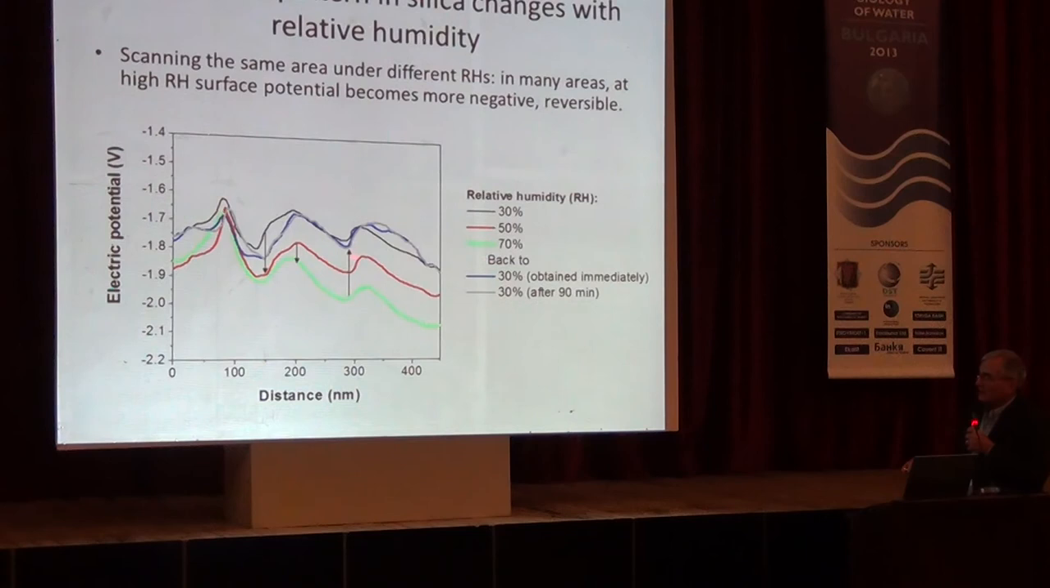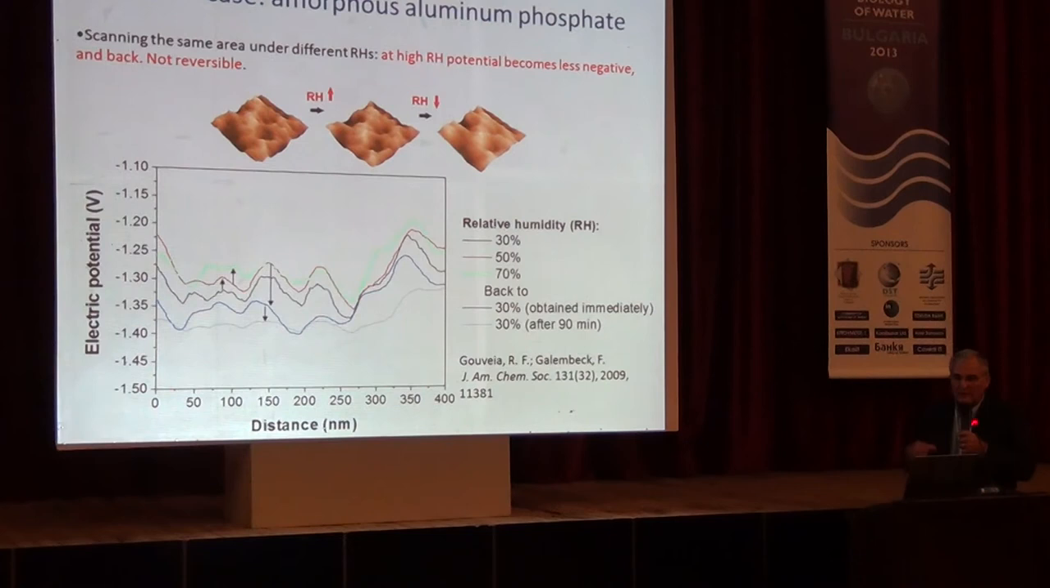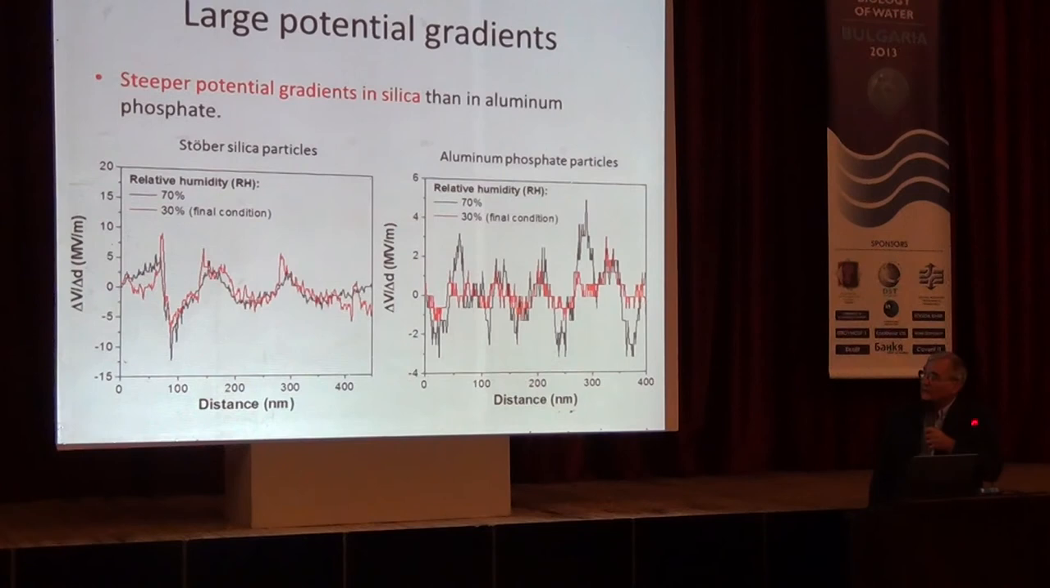So, with water adsorption, we have negative charge. In aluminum phosphate, we have the opposite: at higher humidity, we have more positive charge at the surface. And one thing that is, to me, remarkable is the size of the potential gradients that you can measure across these surfaces. These potential gradients can reach the megavolt per meter range. So they are very powerful. And that's something that had been previously advanced by some people as an assumption, not really as a proof. And of course, these gradients also change with relative humidity.